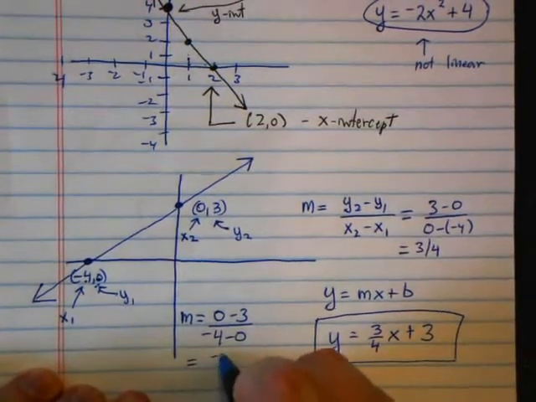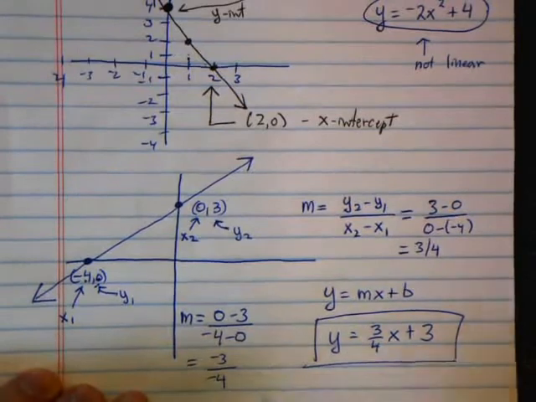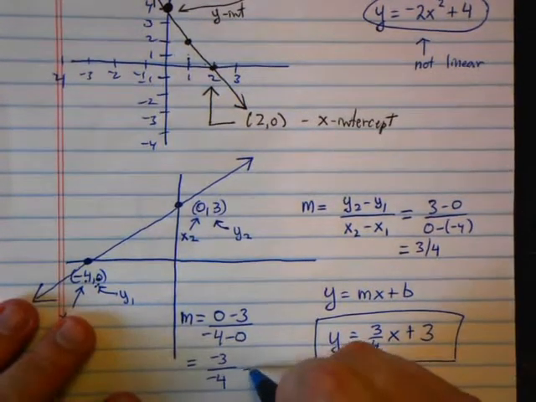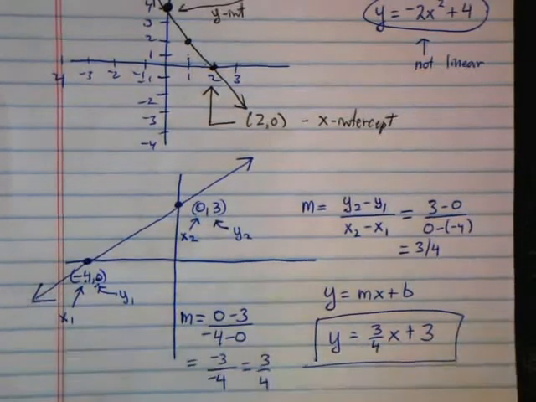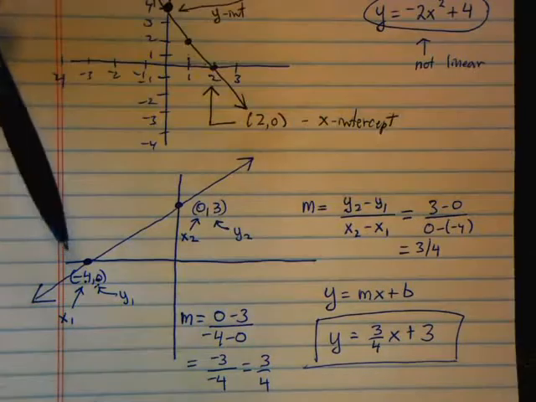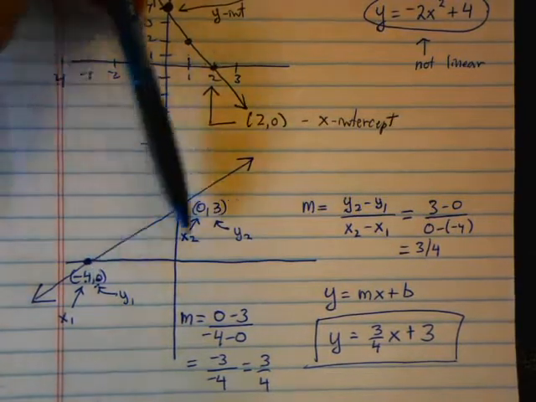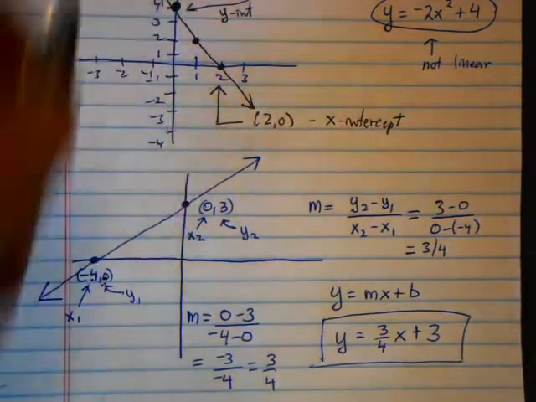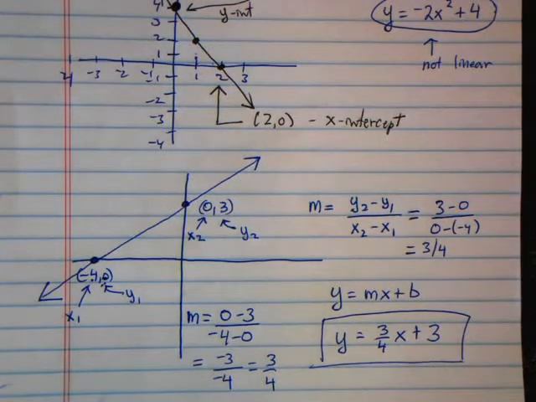So that gives me negative 3 divided by negative 4. But what happens when you divide two negative numbers? It's positive. So the order that you do it in doesn't matter. The important thing is you make sure you put the y's on top. And once you decide which number is y2, you need to make sure to use the same coordinate as x2. Otherwise, you'll get your signs backward.